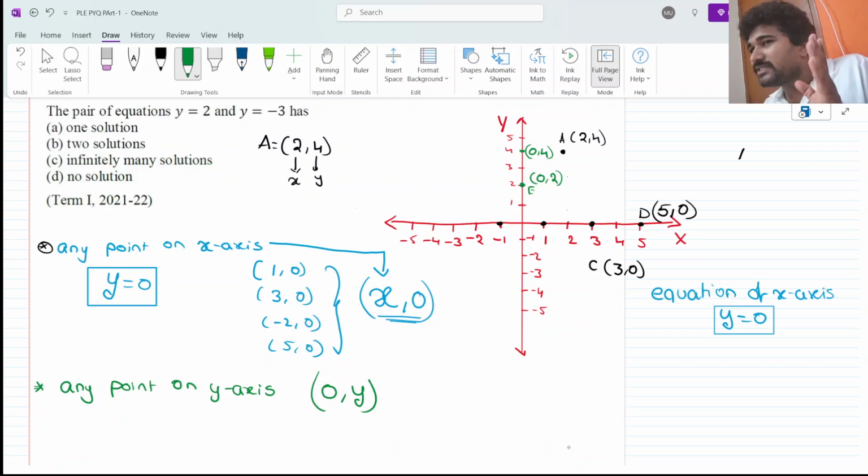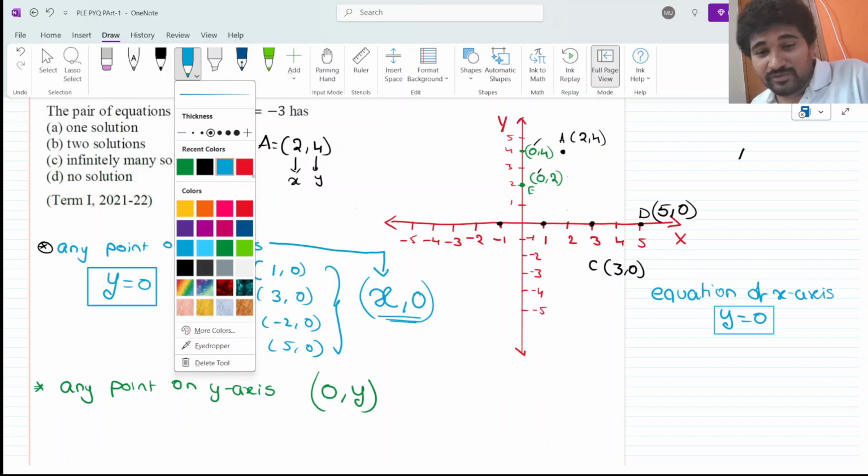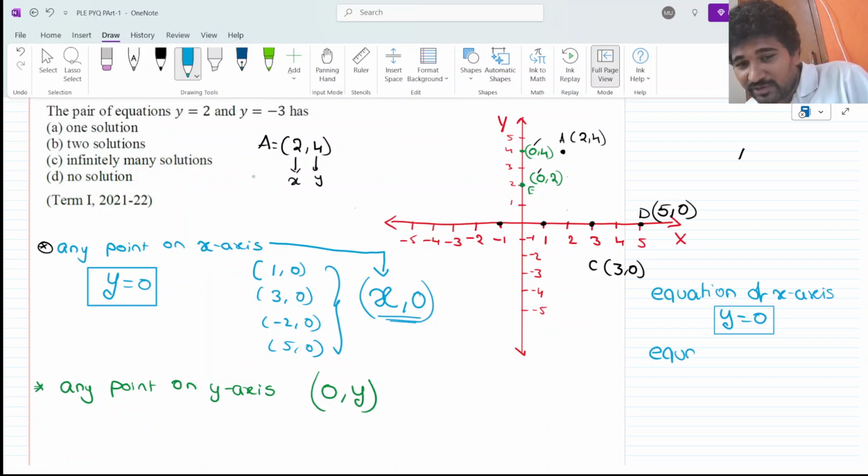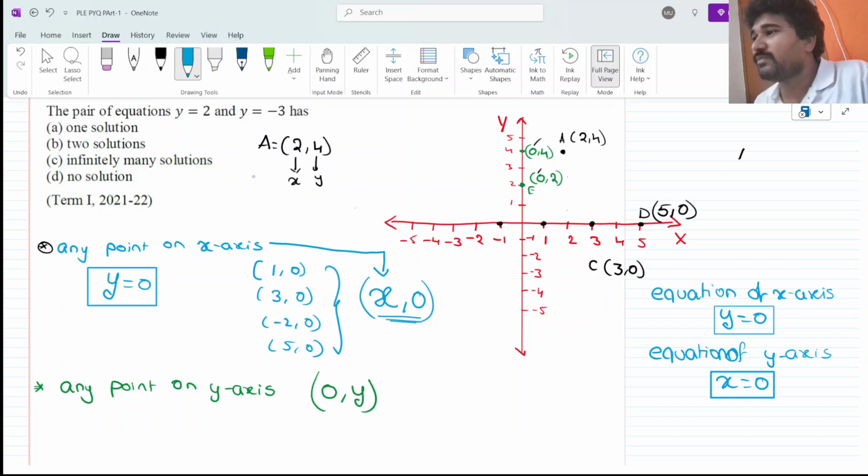On the y-axis, who is 0 all the time? So the equation of the y-axis will be x is equal to 0. Equation of the y-axis will be x is equal to 0. Simple, right? It is simple.